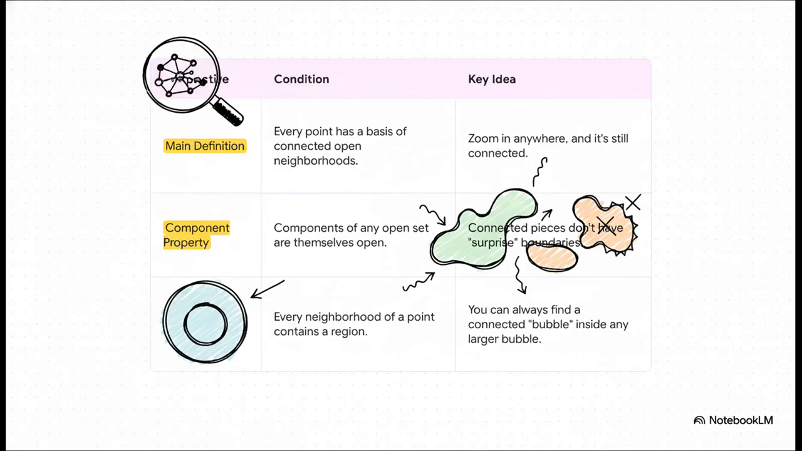This slide is really the whole story in a nutshell. We've built up three equivalent viewpoints. The main definition is maybe the most intuitive. Zoom in anywhere, and the space stays connected. The component property is more structural. It tells us that the connected pieces of open sets behave nicely. They don't have weird hidden boundaries. And the region property is super practical. It guarantees you can always find a nice connected bubble inside any larger bubble. These aren't three different ideas. They're three powerful, distinct tools, all measuring the exact same underlying topological property.